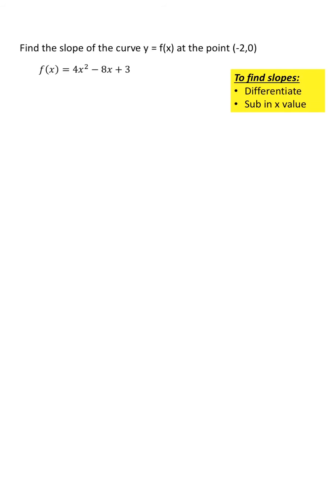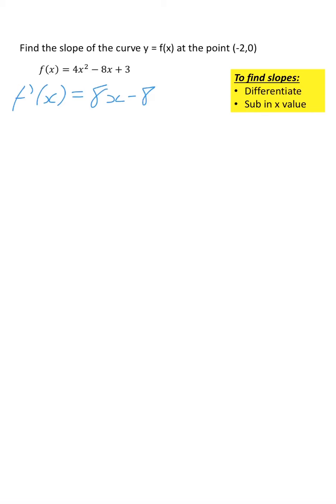In this video, I'm going to be showing you how to find the slope of a curve at a particular point. So in the last video, we were finding out what dy dx is, the first derivative. Now when you find dy dx, the first derivative, that is another way of writing the slope. So if you look at this question here, if I find the first derivative, so f dash of x, that's going to be 8x minus 8.